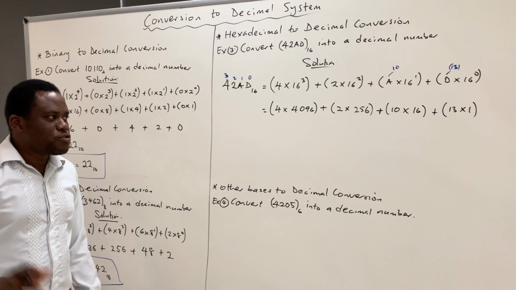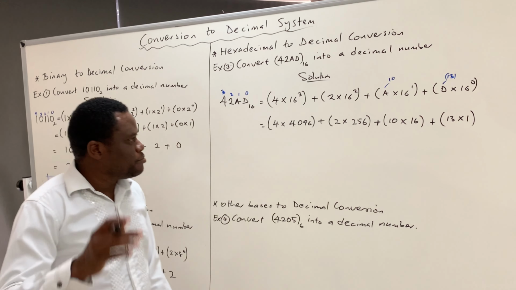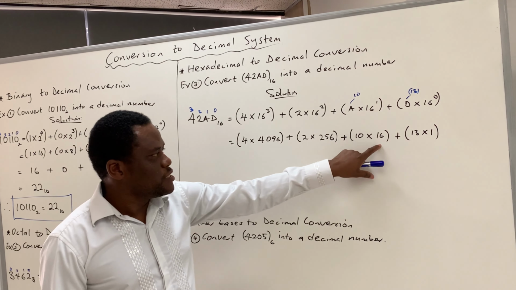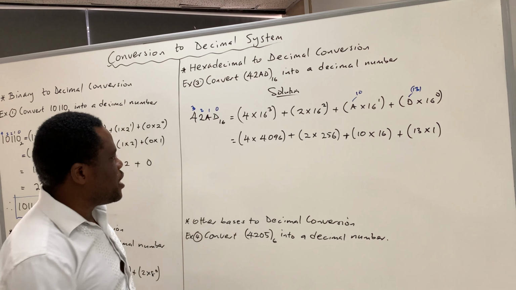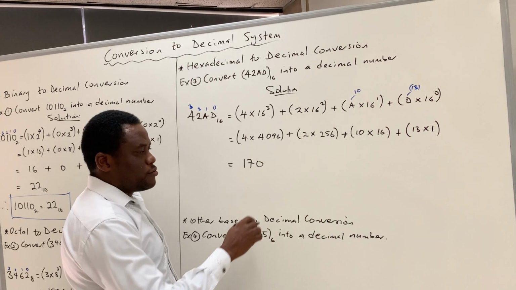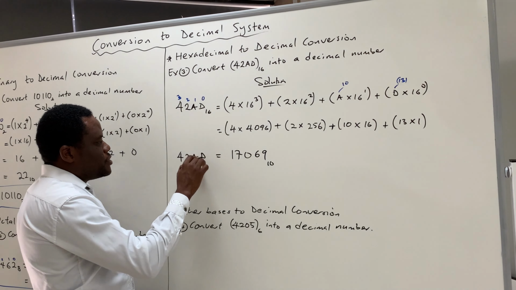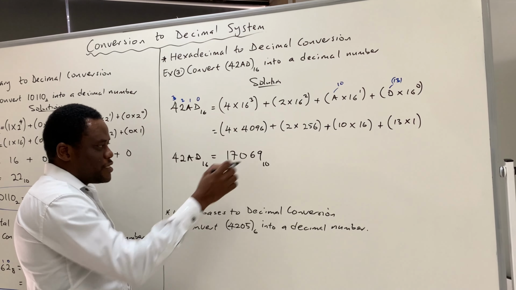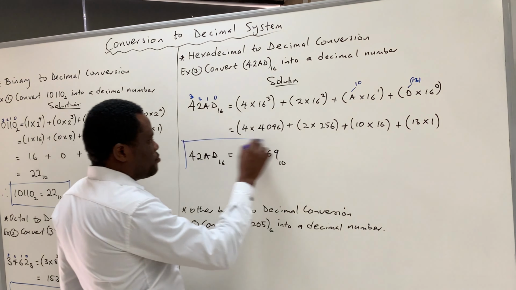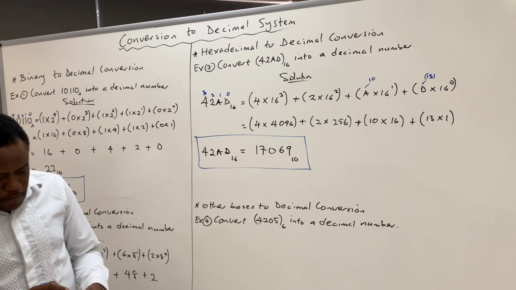So, without wasting much of our time, this times this, this times this, this times this, this times this, you sum them together, the final result is going to be 17069 in base 10, which means 42AD in base 16 is equivalent to 17069. Are we together?